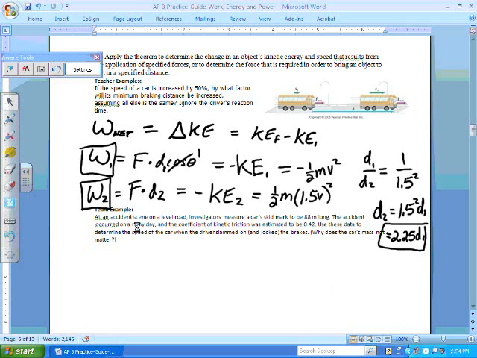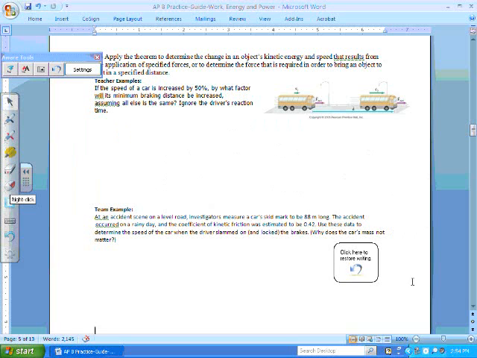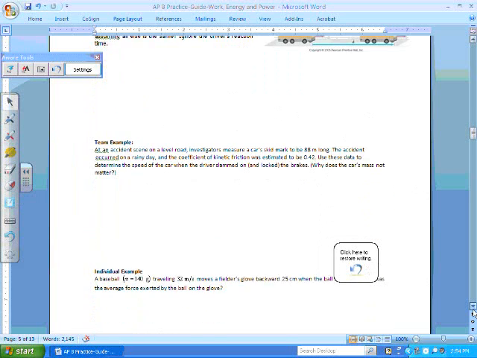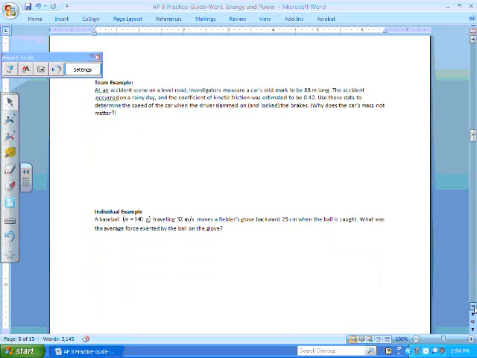Okay, let's see if you can try an example like that. So you can pause the video and go to the next problem, try it, and press play when you're ready to check your work.